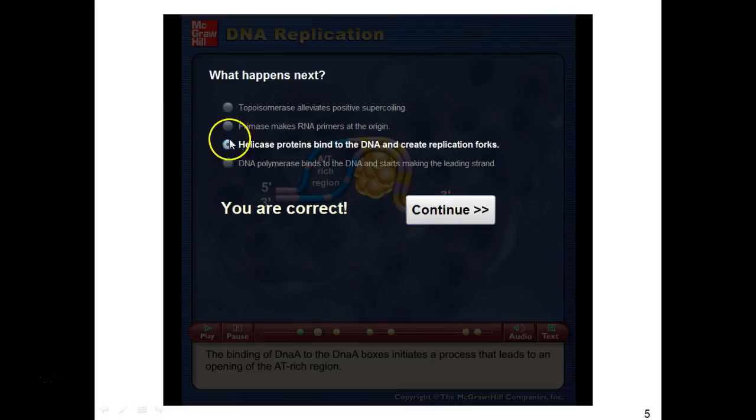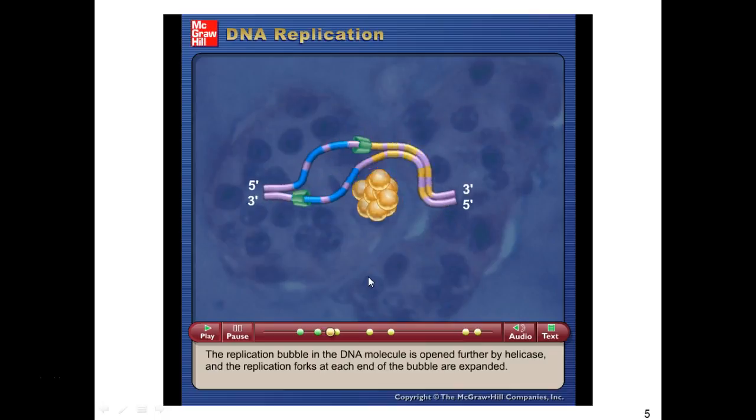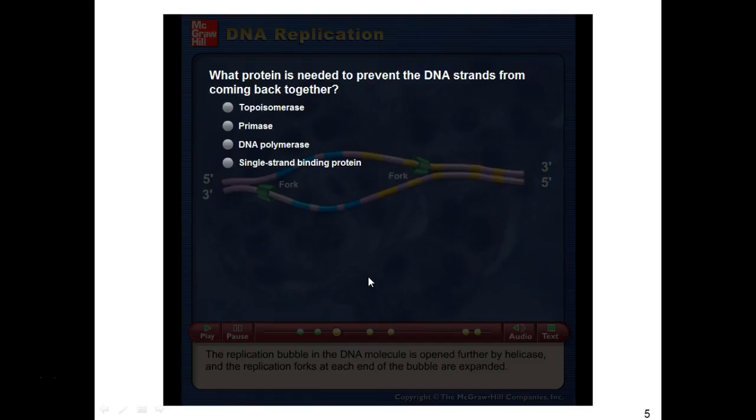And look, if you get it wrong, it'll give you another try, by the way. The replication bubble in the DNA molecule is opened further by helicase, and the replication forks at each end of the bubble are expanded. So it's going to go in 2 directions, right? Because we have 2 strands, right? It's going to go in 2 directions.